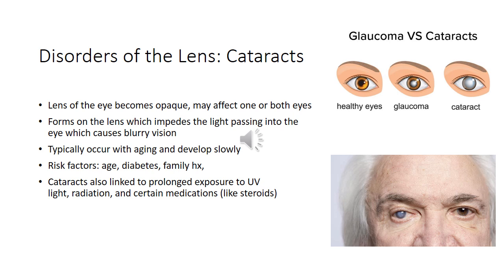A common lens disorder is cataracts. Cataracts are when the lenses of the eyes become opaque, and this may occur in one or both eyes. The cataract forms on the lens itself, and that impedes the light passing into the eye, which causes blurry vision. Typically, this occurs with aging and can develop slowly. Risk factors include age, diabetes, family history. Cataracts are also linked to exposure to UV light radiation and certain medications like steroids.